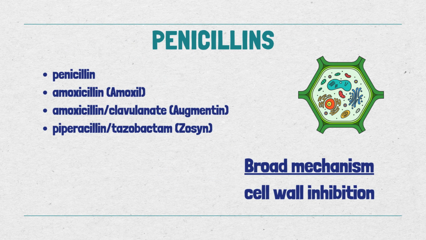First are our penicillins, and these are considered in a broader family of beta-lactam antibiotics, and that is based on their chemical structure. We'll learn more about that later. But these are our penicillins, and they work by inhibiting bacterial cell walls. So they can't hold their guts in, and so they fall apart.